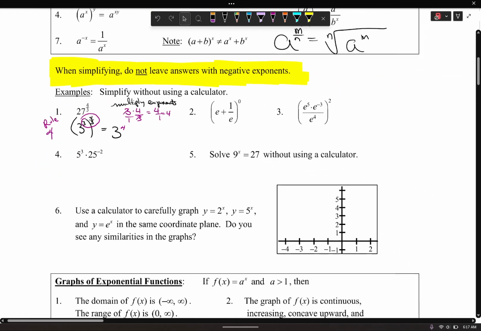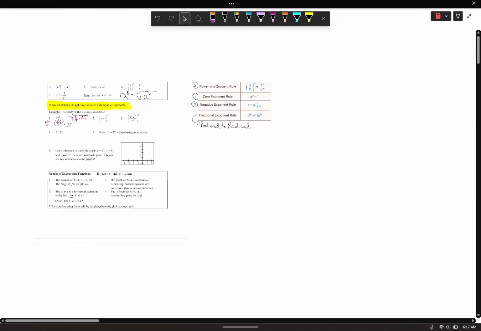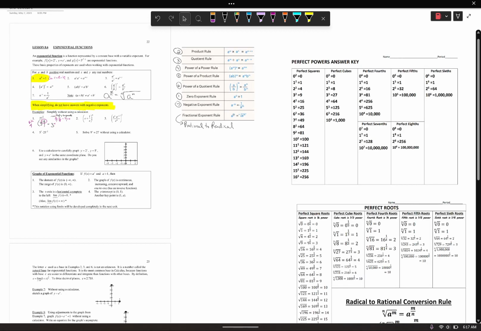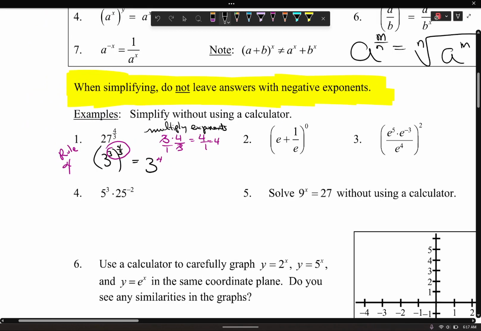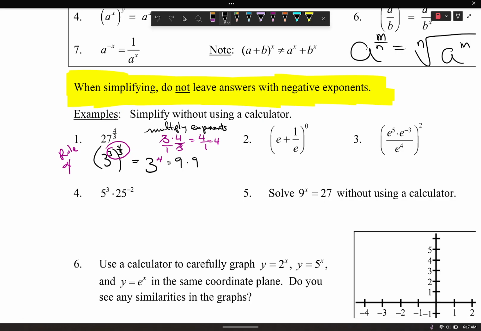And aren't you glad I asked you to memorize that? Because take a look at it. It is absolutely on this test. 3 to the 4th was 81. But just in case you do forget what it is, why not do it the long way? We're going to say this is 3 squared, which is 9, and 3 squared, which is 9, because 2 plus 2 is 4. And so 9 times 9 is equal to 81. That's how you got that answer.